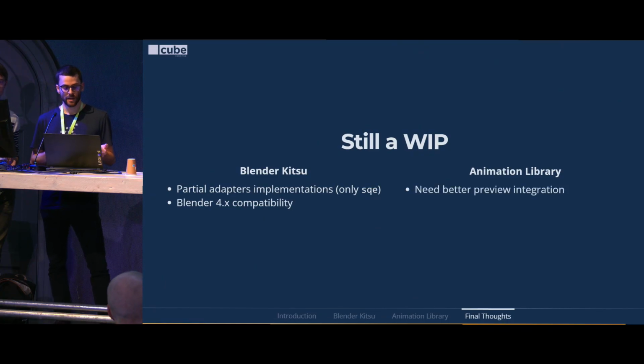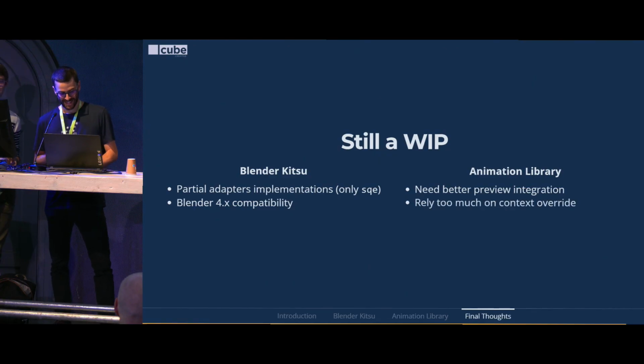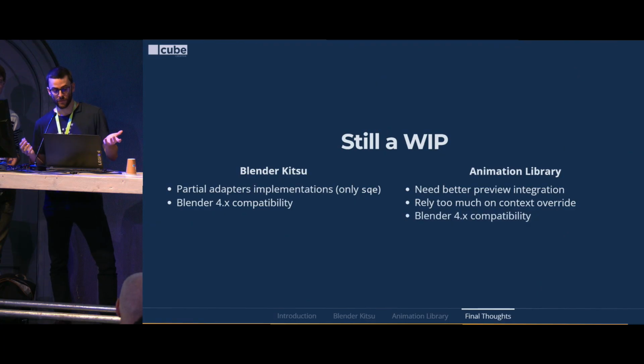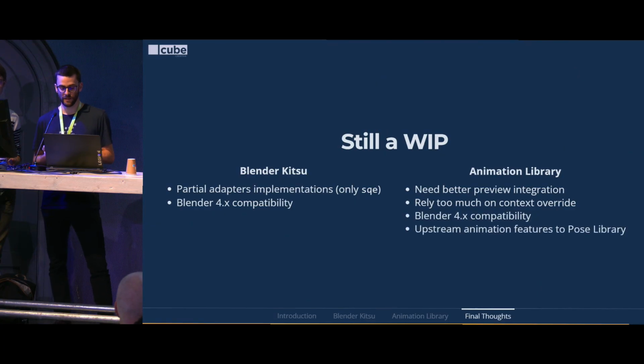And on the animation library side, it would be good to avoid application timer. We also need to rely less on context override because actually asset manipulation from BPY relies a lot on operators, which means context-dependent operation, basically. In the future, we hope to have more low-level functions for those. And again, Blender 4 compatibility, and it would be really interesting to see if some of the animation support features could be upstreamed to the Pose library.